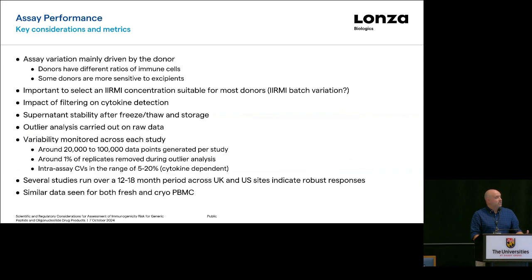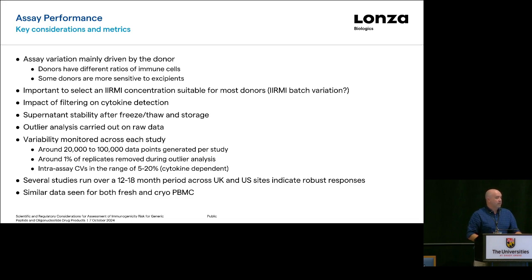So just a couple of key considerations and metrics on the assay performance. As has been mentioned already, the assay variation is often driven by the donor. Some donors just behave better in vitro. They have different ratios of different immune cell types that are responsive to different TLRs. It's really important to select the right ERMI concentration. I mentioned the batch-to-batch variation, so we actually qualify every batch of ERMIs with the cryopreserved reference donor that we have. We have a set donor and a set assay that we use to qualify every individual ERMI batch, just to keep an eye on them before we run them in any studies.